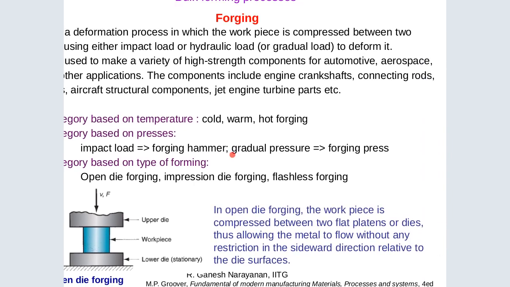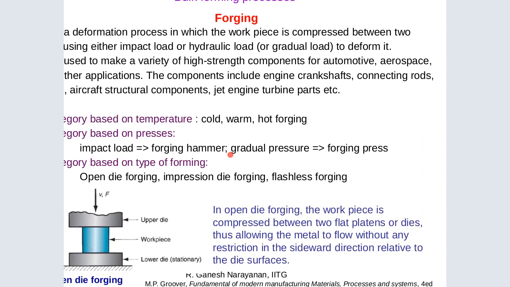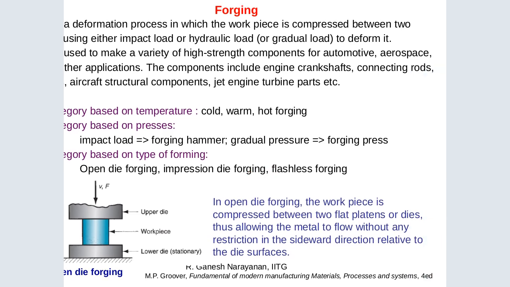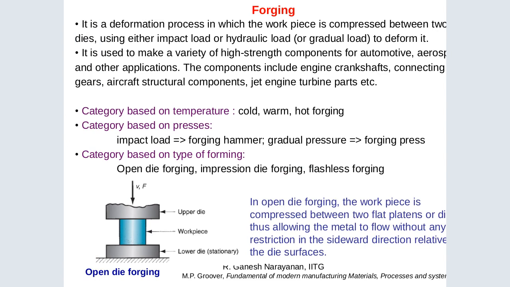The components include engine crankshafts, connecting rods, gears, aircraft structural components. These are the things that can be formed out of the forging process: connecting rods, gears, and the jet engine, turbines, and so on.